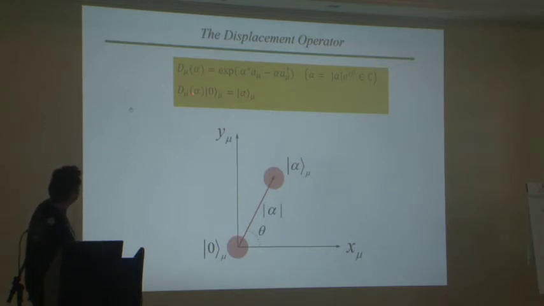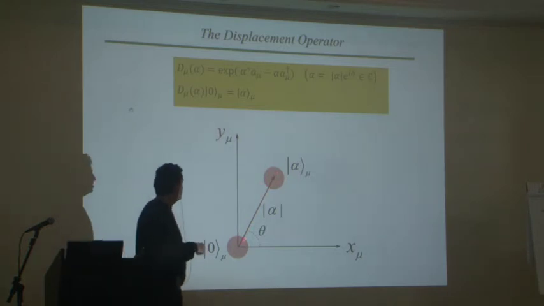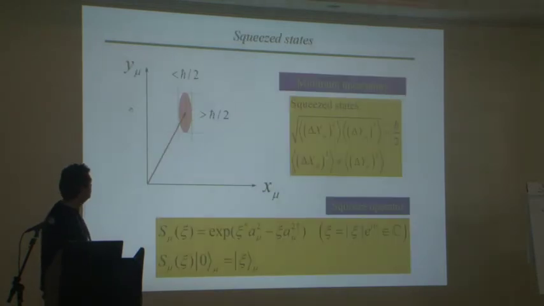Okay, the displacement operator is very important also. It is how you construct a coherent state from a zero photon state, which is the vacuum state. The displacement operator is called like that because the uncertainty region in phase space described by the vacuum is just a circle at the origin, and as you produce the coherent state by acting with the displacement operator on the vacuum, you just displace the uncertainty region in phase space. This is why it's called the displacement operator.